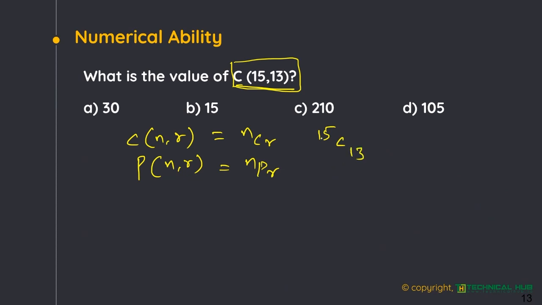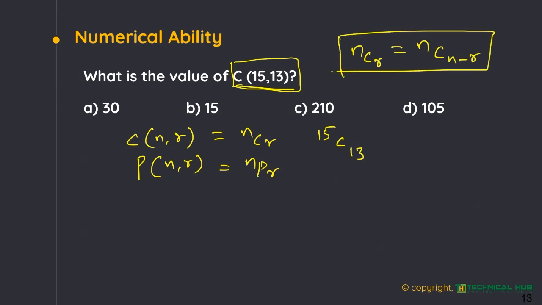So what I will do is, as we all know, nCr is equal to nC(n minus r). Whenever nCr calculation is difficult, you just go with nC(n minus r). Why? Because nCr and nC(n minus r) both are equal. So I will take 15C(15 minus 13), that is 2. 15C13 and 15C2 both are the same.